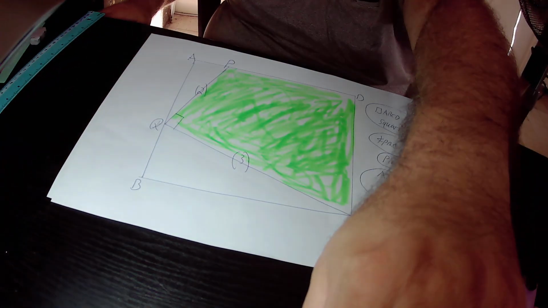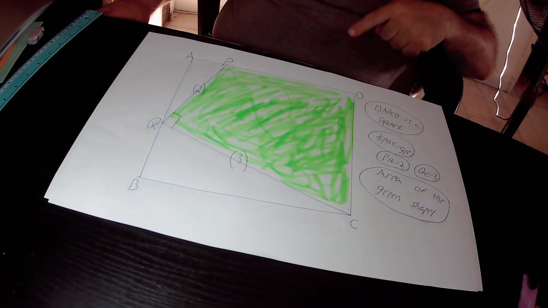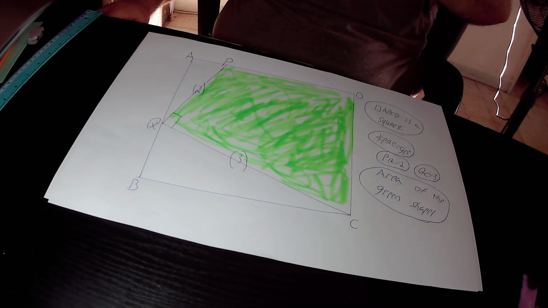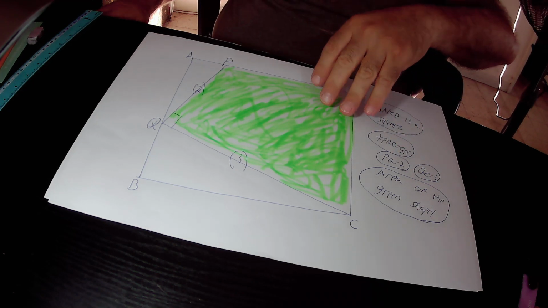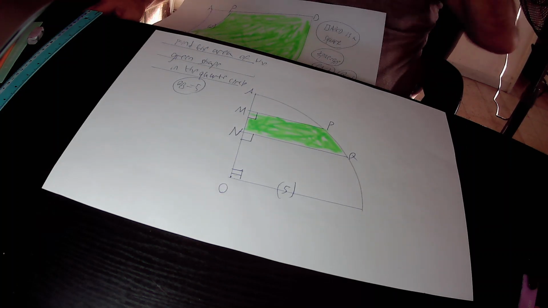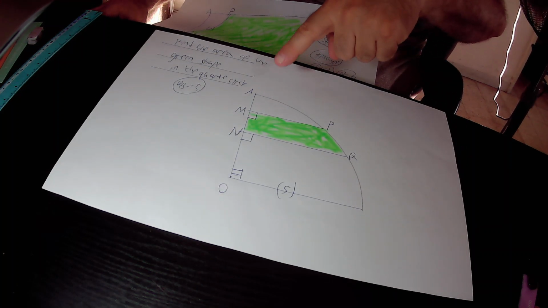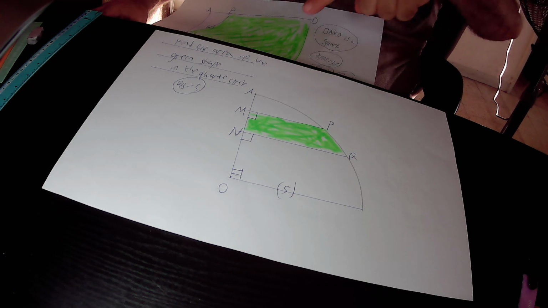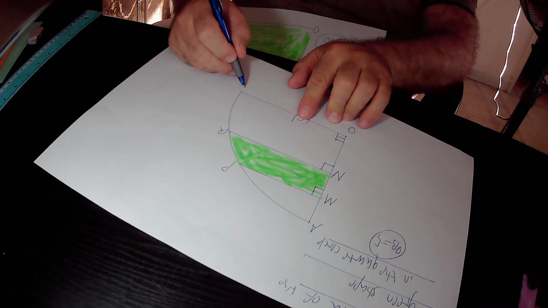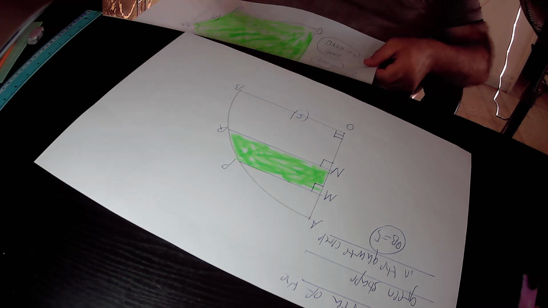Hello, in this lecture we'll answer two questions. In the first question, we find out the area of this green shape that is inside square ABCD. And in the second question, we'll find out the area of this green shape that is inside quarter circle AOB. So we'll start with the first question.